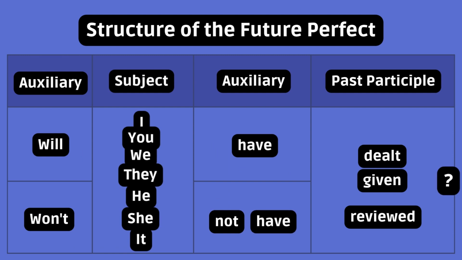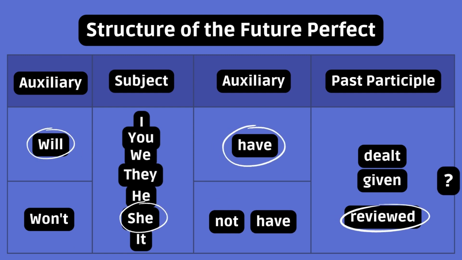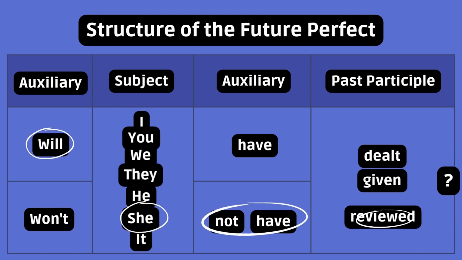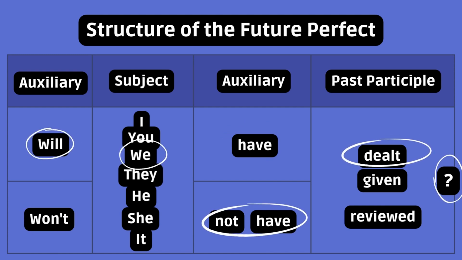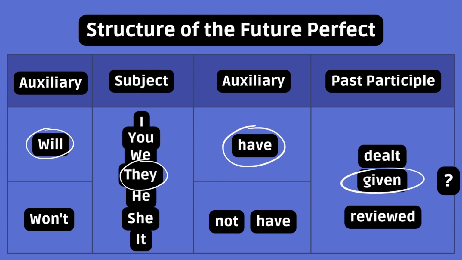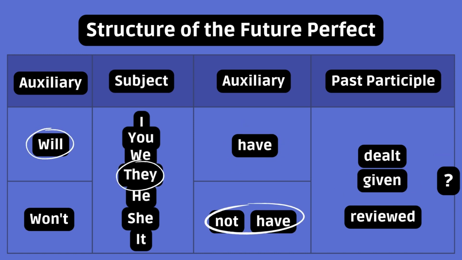You end up with, will she have reviewed? Won't she have reviewed? Will she not have reviewed? Will we have dealt? Won't we have dealt? Will we not have dealt? Will they have given? Won't they have given? Will they not have given?